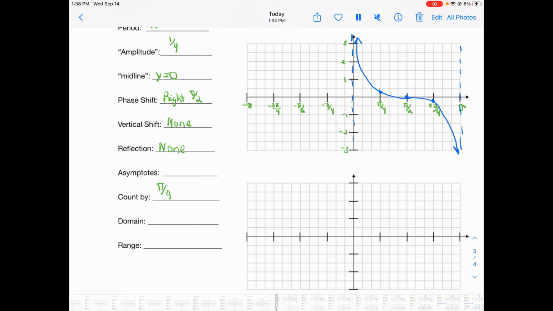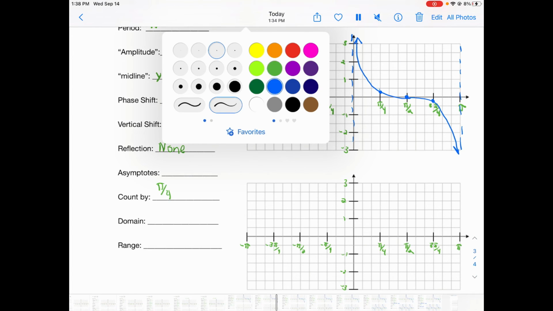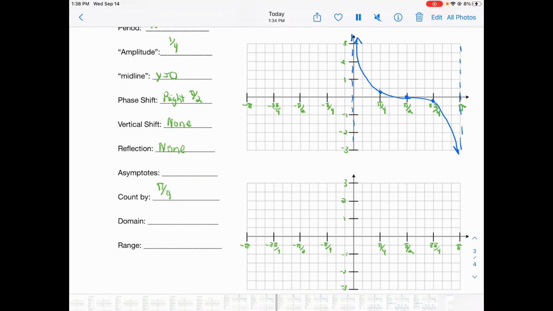Now, the phase shift is this right pi over 2. What I do is start by moving my asymptote over. But let's get our labeling of our axes first. Make sure you don't forget to label your axes on your graph. All right, so I'm going to take that asymptote that is at the y-axis and move it to the right pi over 2. And that gives me my first asymptote here.